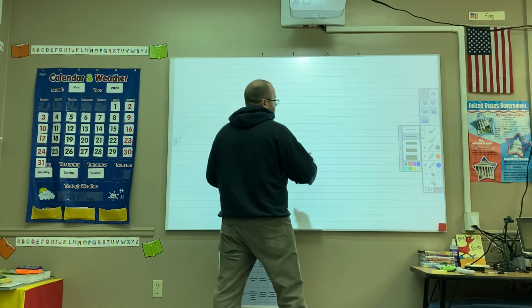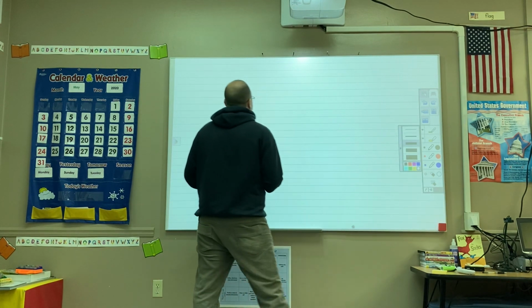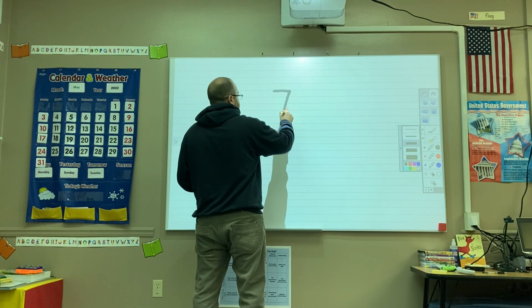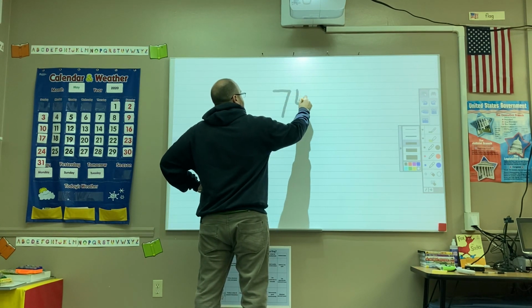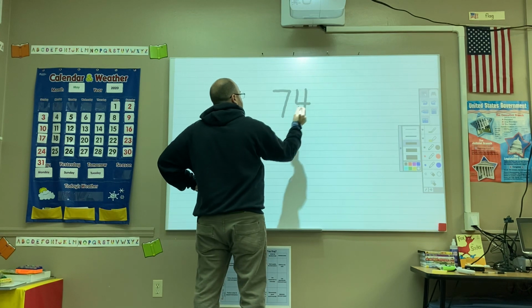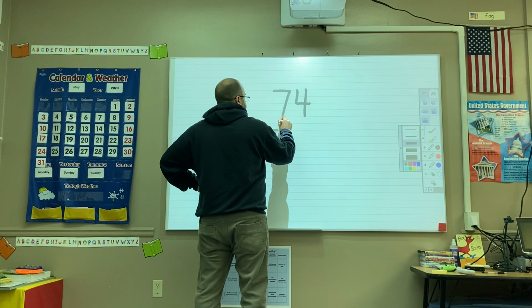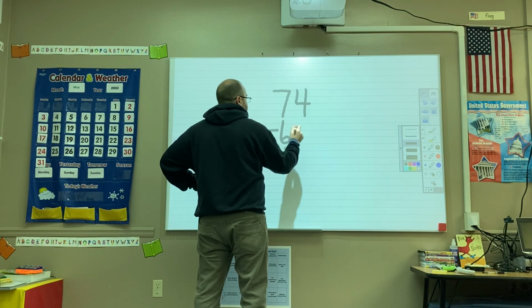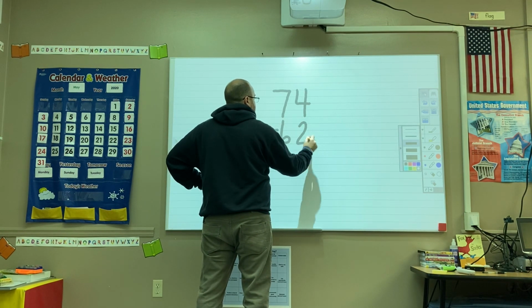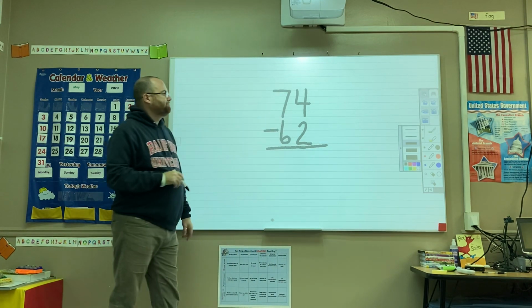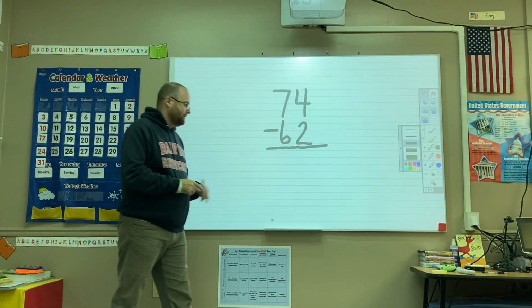So let's try 74 minus 62. Ooh, those are some big numbers. Those are some big numbers.